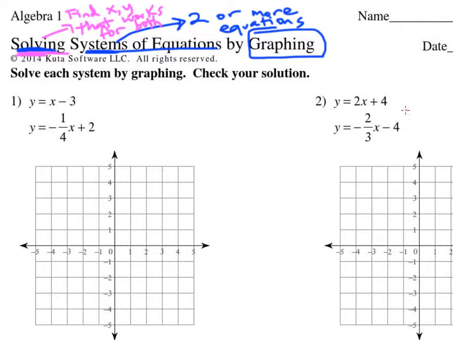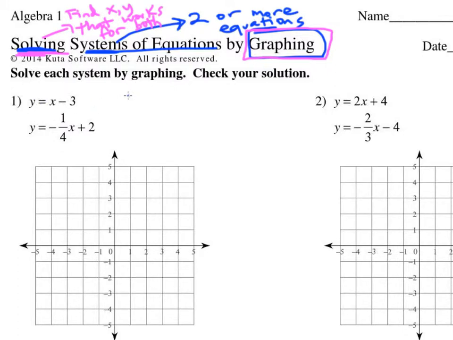There are three different ways that we're going to talk about how to do it. The first way that we're going to talk about today is just to graph. Okay, so it's very easy to see where the point is that works for both when you graph it, and then we'll move on to other methods. So first off, it says again to solve each system by graphing. Check, I don't know if we're going to check our solutions, but let's talk about first off how to solve by graphing.